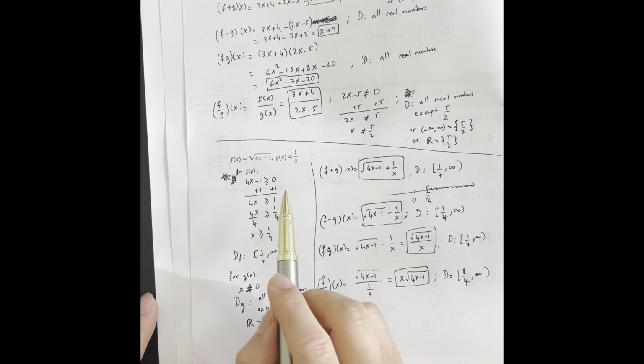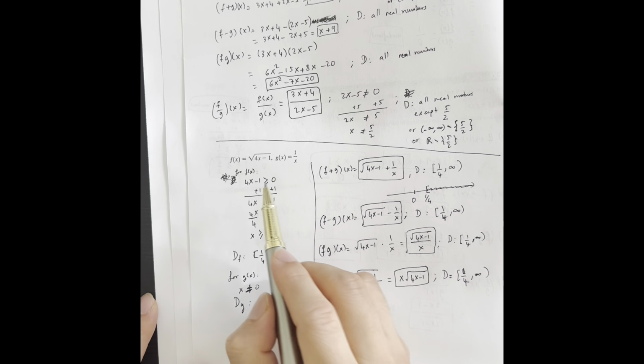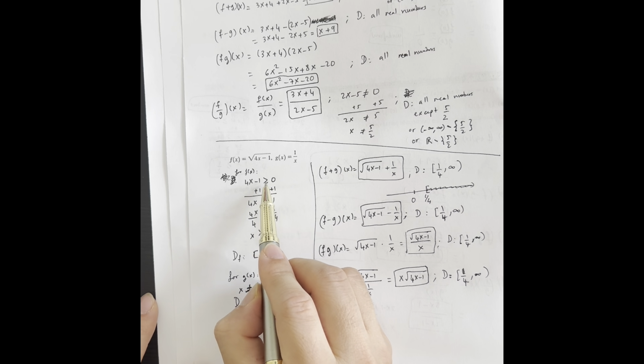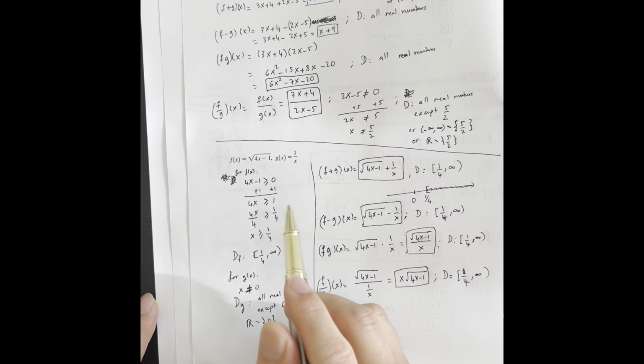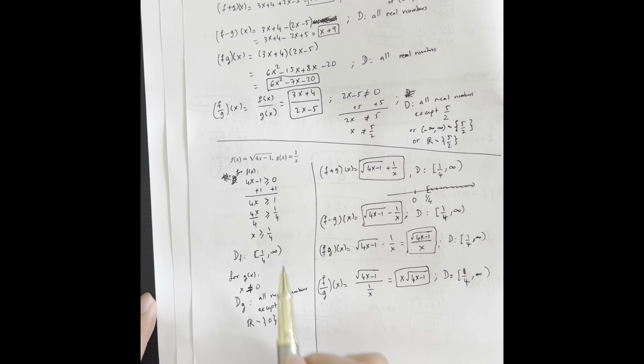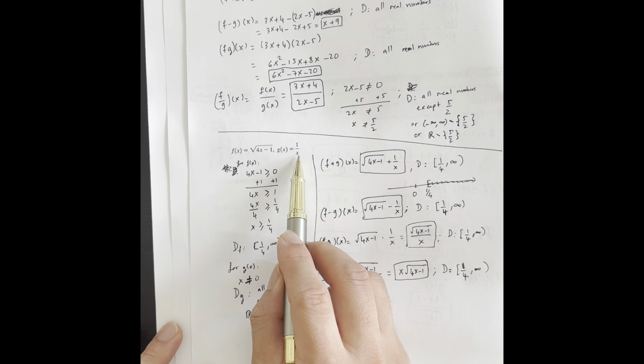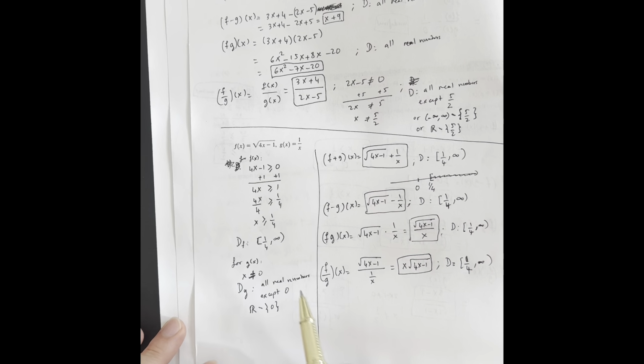So here, let's start with the domains. f of x is the square root of 4x minus 1. That means 4x minus 1 has to be greater than or equal to 0. So that means x has to be greater than or equal to 1/4. So domain is 1/4 to infinity. And for g of x, the only restriction is that x cannot be 0. So all real numbers except 0.